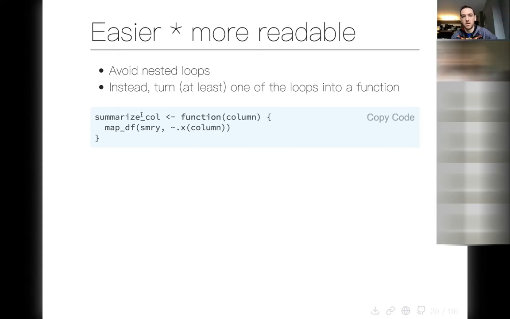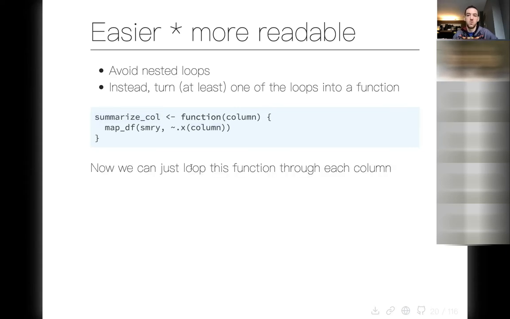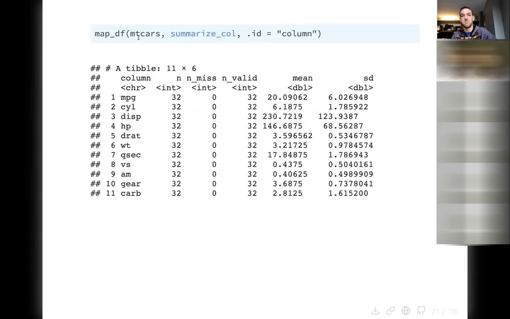So here's an example where I'm taking exactly that same code that I had before, but instead of applying a specific column, I'm just saying column. And then I'm storing all of this in a new function, which I'm calling summarize call. So I say function column, put this column down here in this code. And now we have a new function called summarize call that will do this thing. Okay, so we could just now say map dfr empty cars and apply that function summarize call with .id equals column.